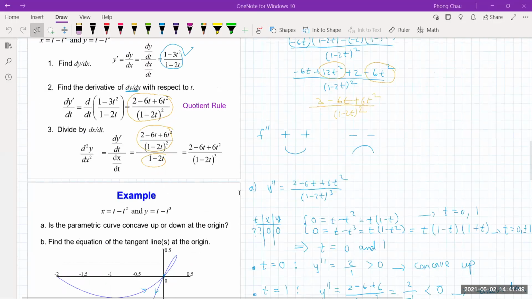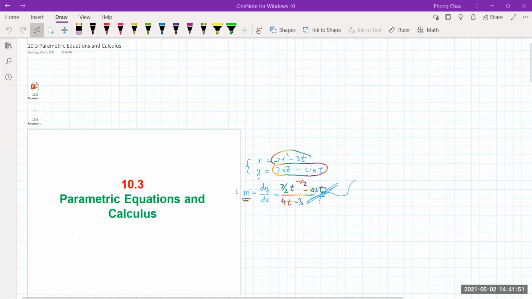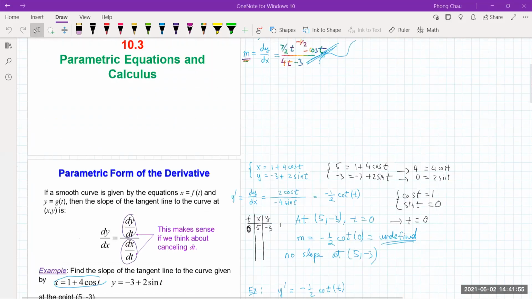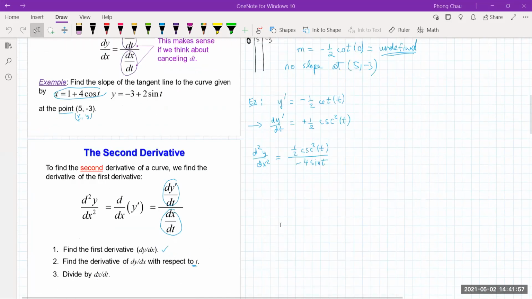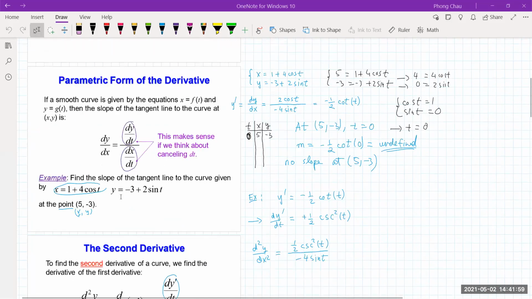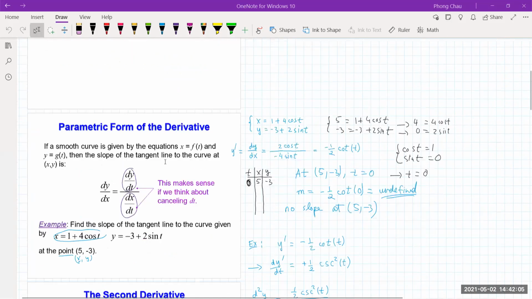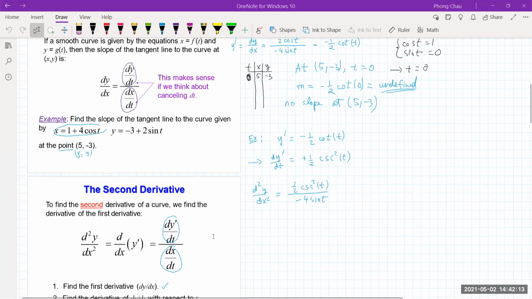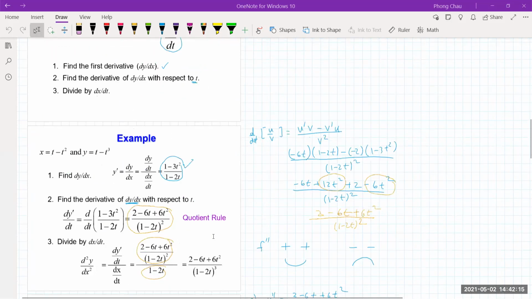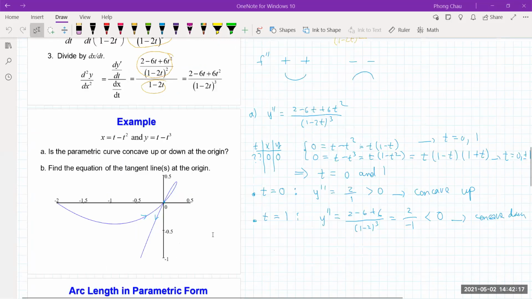This is 10.4, 10.3 parametric equations part 2. Let's recall we have a way to find the derivative of functions via the parametric form, right? So that is the x and y written in terms of functions of t. And I think we add this example here.